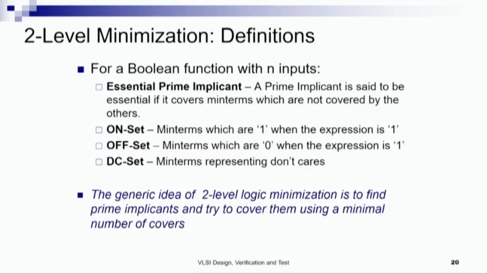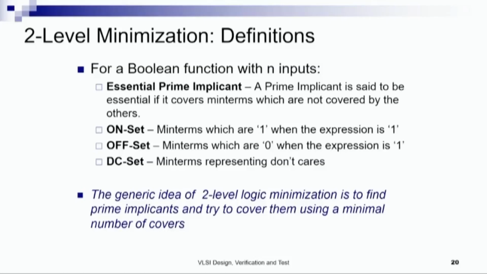Okay. Now we define what is an onset. Minterms which are 1 when the expression is 1. So onset represents the set of minterms which are 1 when the function itself is 1. Okay. Offset: minterms which are 0 when the expression or the Boolean function is 1.